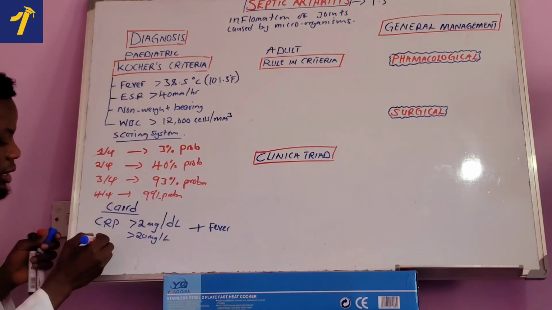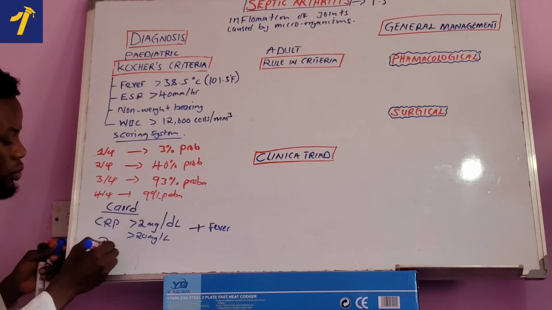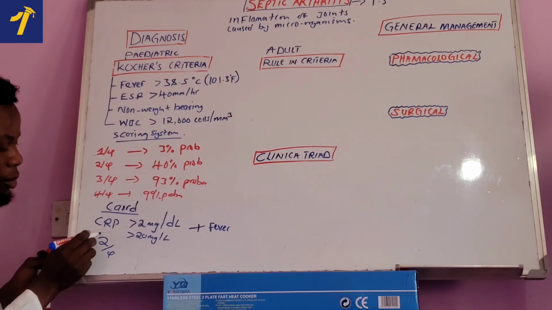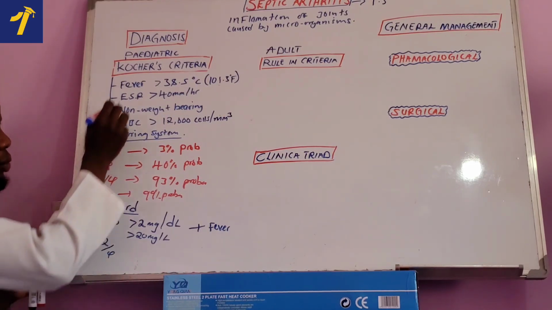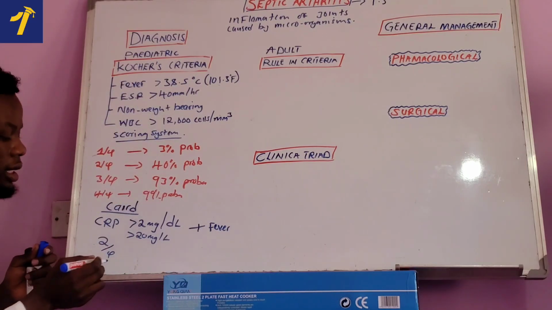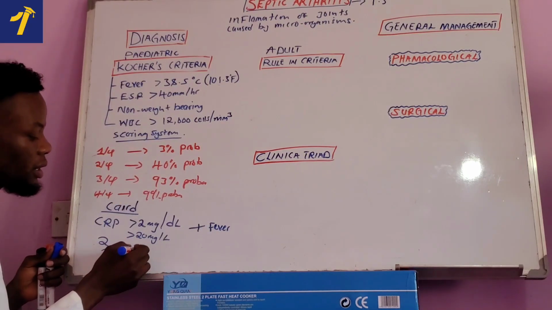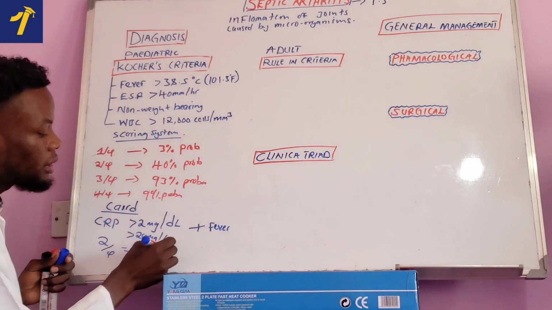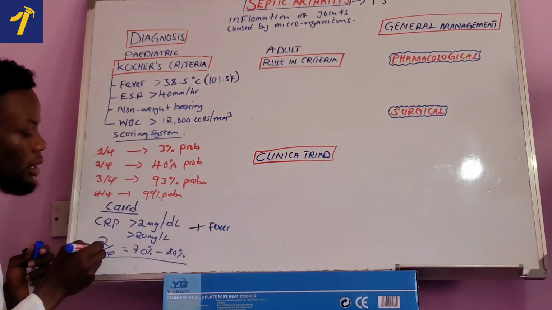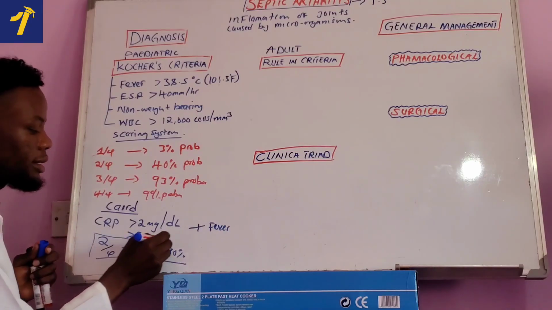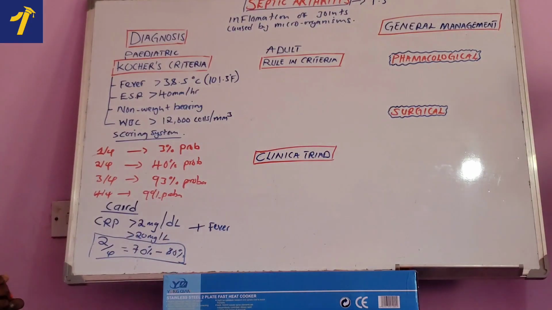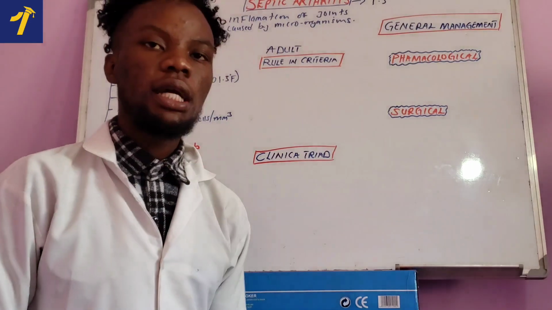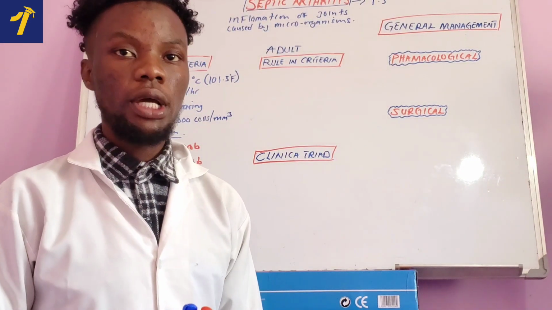So what I'm simply saying is that if you have CRP as one factor and one of the Kocher's criteria factors, then the probability of having septic arthritis will range from 70% to maybe around 80%. Okay, that's what he said, this guy. So this is now the diagnosis in pediatric patients. Make sure that you pay attention to that.